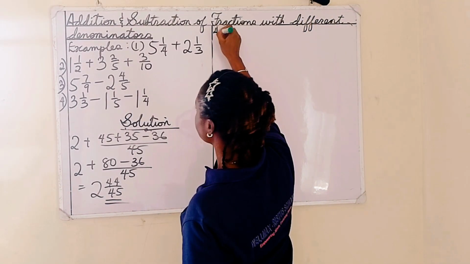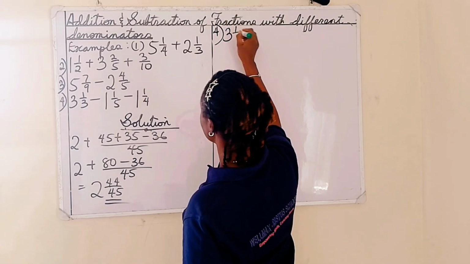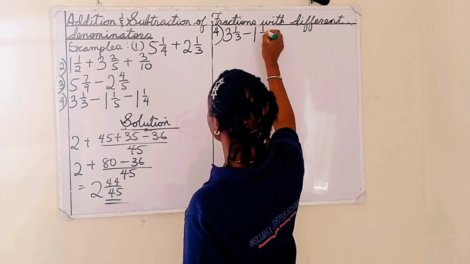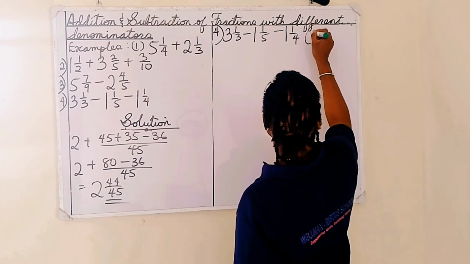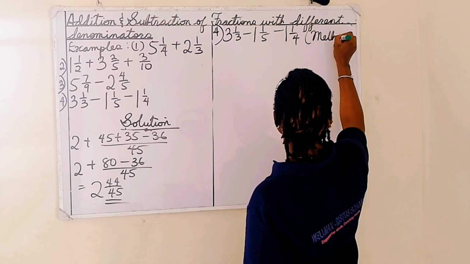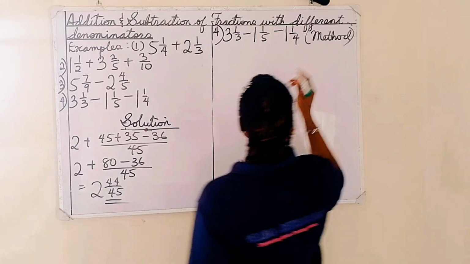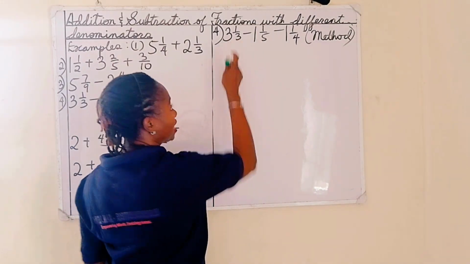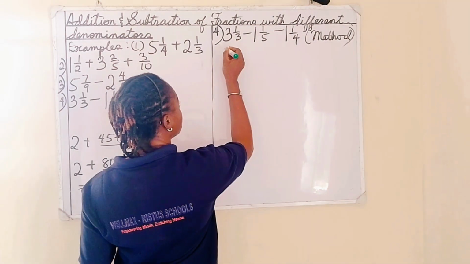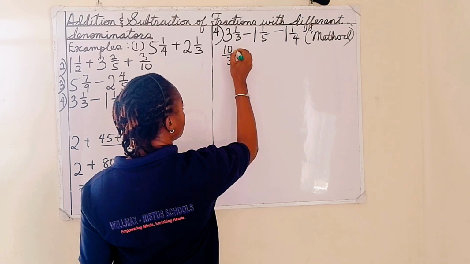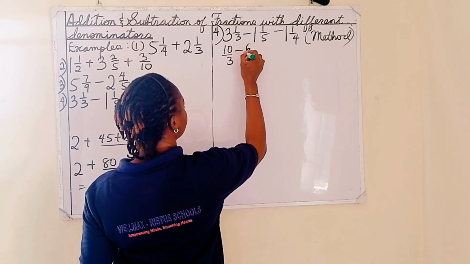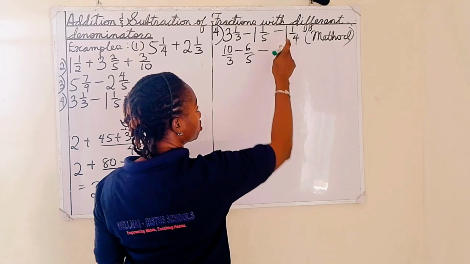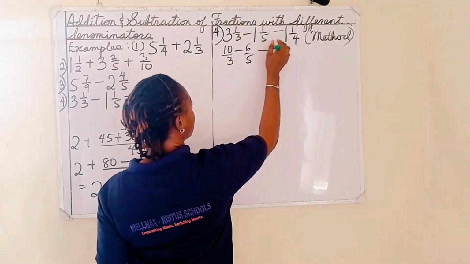Question 4. 3 wholes 1/3 minus 1 wholes 1 over 5 minus 1 wholes 1 over 4. So the first method, we have 3 times 3 is 9. 9 plus 1 is 10 over 3. Minus 5 times 1 is 5. 5 plus 1 is 6 over 5. Minus 4 times 1 is 4 plus 1. 5 over 4.